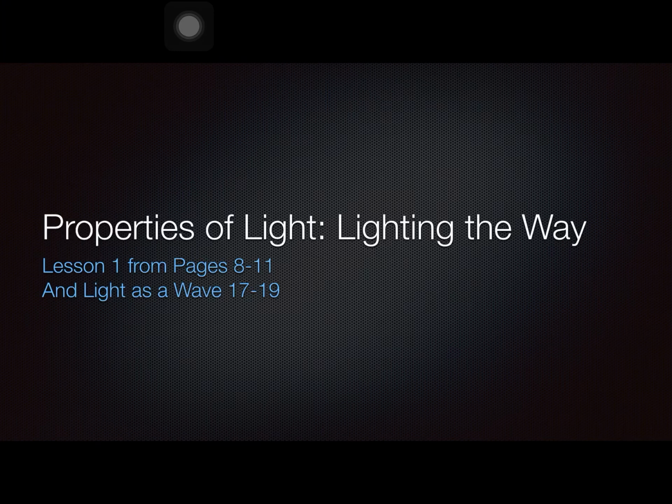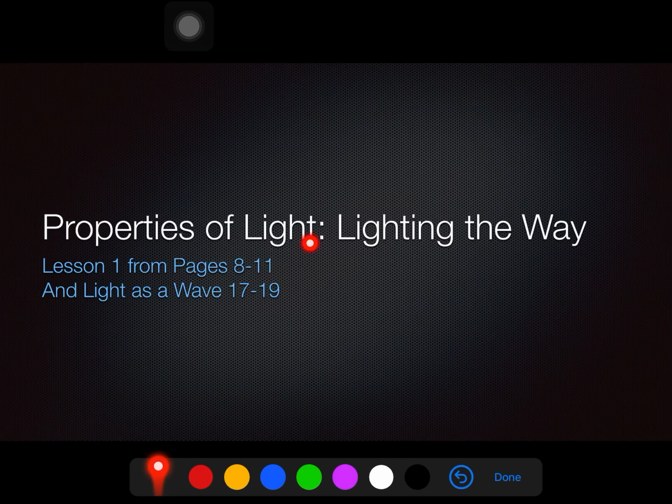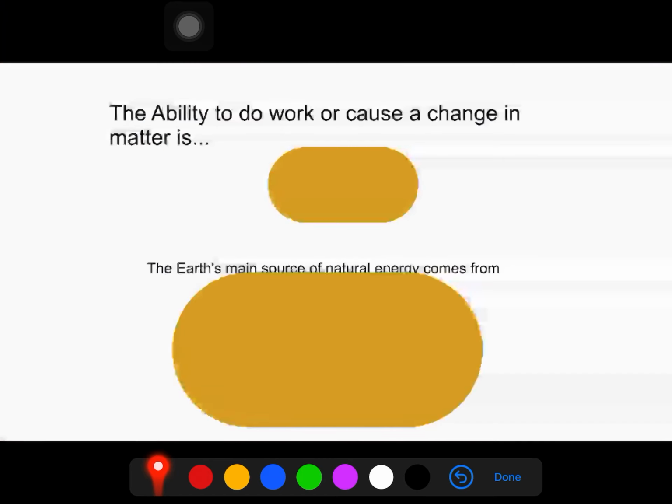This is a recap of the reading. So after you have read pages 8 through 11 and then pages 17 through 19 in your book, it's in the keynote. Then you'll come through and have this recap of information from me, and you can fill out your learning journal.